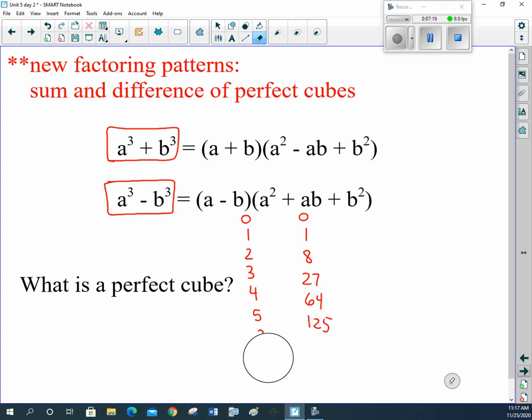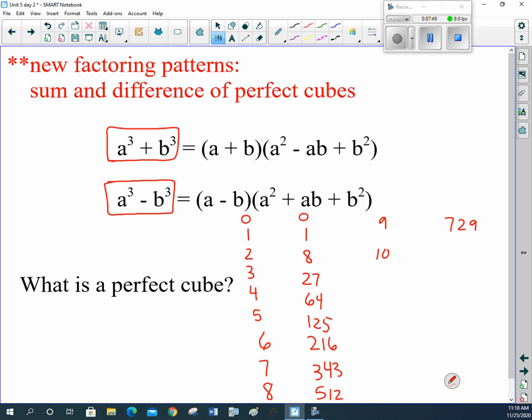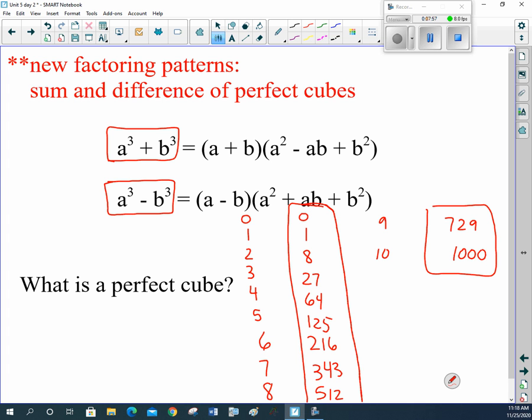Whoops, I didn't want to write 3 again, sorry. Meant that to be a 6. 6 to the third, 216. 7 to the third is 343. 8 to the third, so you could just keep this pattern up. 8 to the third is 512. We might as well go to 10. 9 to the third is 729. And 10 to the third is 1,000. So these are perfect cube numbers. These are numbers you're going to want to look for in your factoring.